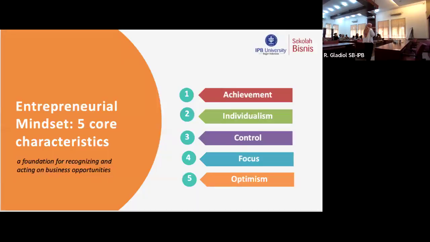Before we start the entrepreneurial strategy compass, this is the entrepreneurial mindset. There are 5 core characteristics, a foundation for recognizing and acting on business opportunities. The first one is achievement. What is achievement? It's the drive to accomplish something, to accomplish the goals. Individualism: self-reliance and confidence in one's own ideas. Control: belief in having influence over your own destiny.